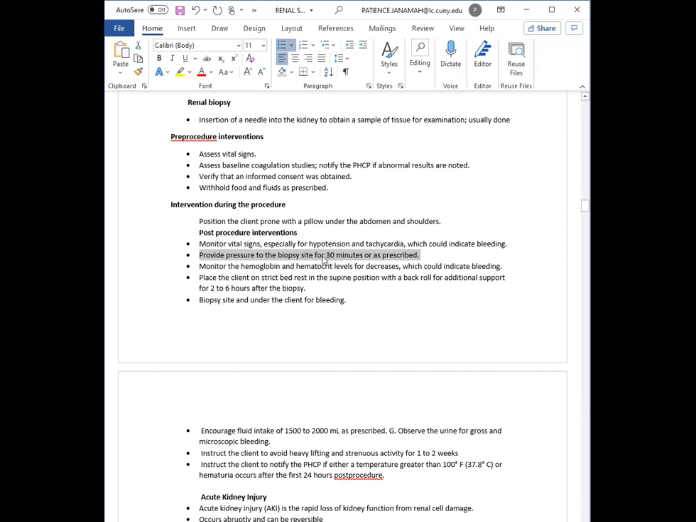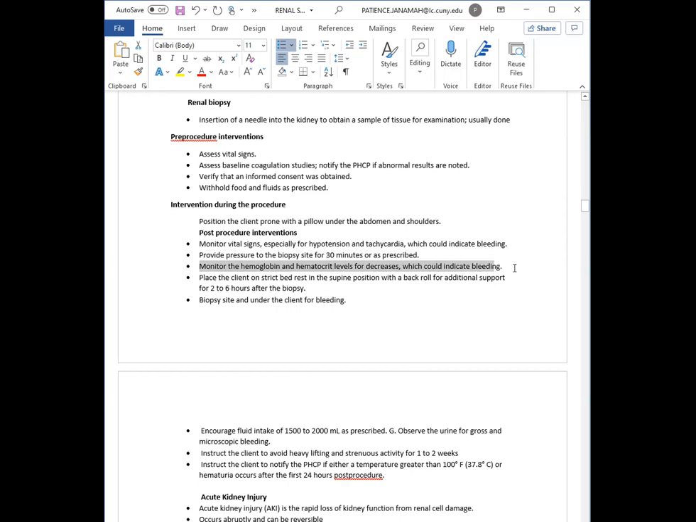So you put pressure on the site for 30 minutes. You stay with the patient and you put pressure on the site for 30 minutes to prevent bleeding. That's what NCLEX will tell you. If you work on the floor and you have seen it, don't say nurses don't have time to do it. They put tape and they walk out. No, you're supposed to stay with the patient for 30 minutes. Put your hand on it. That's what NCLEX wants you to do.